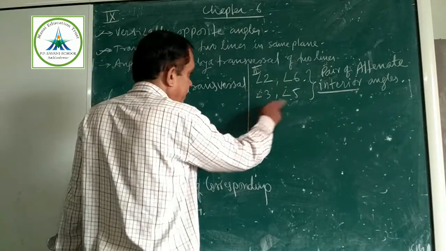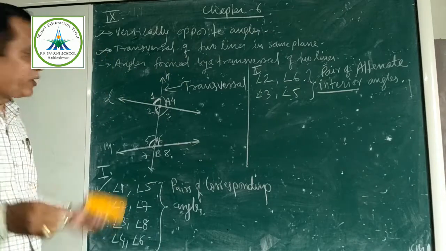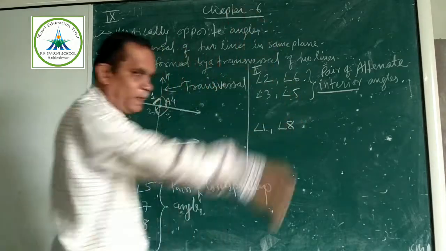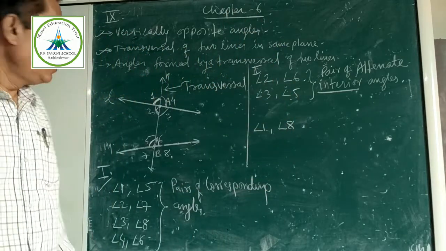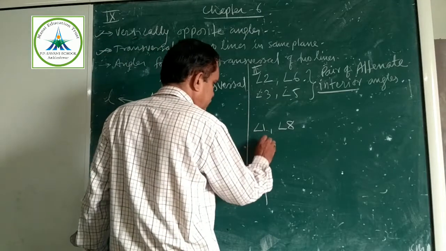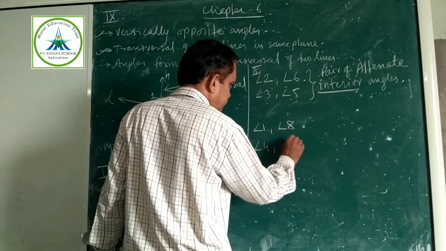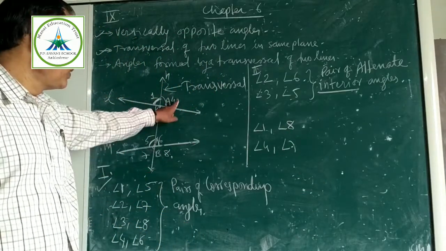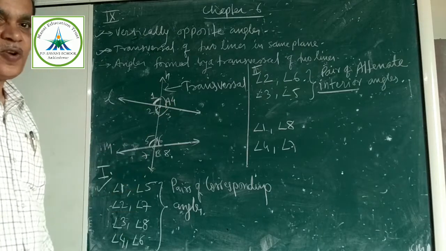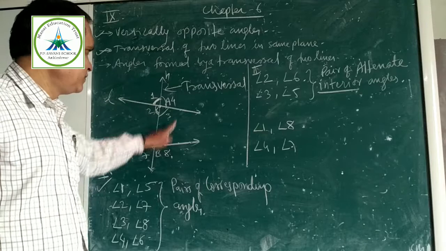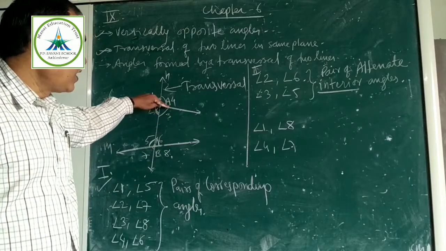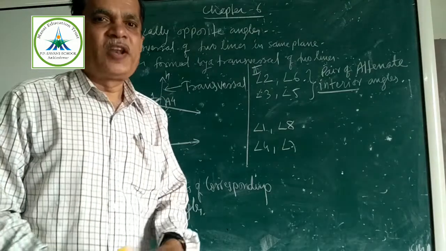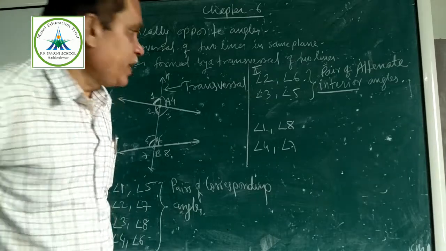Tell me this type of pair from the diagram, anyone. Okay, some students have noted. I am taking 1 and 8. See? Angle 1 and angle 8. Again, 7 and 4. One is on one side, the other is on the other side. They are also alternate, but they are exterior, outside. Alternate exterior angles. Pair of alternate exterior angles. Okay.